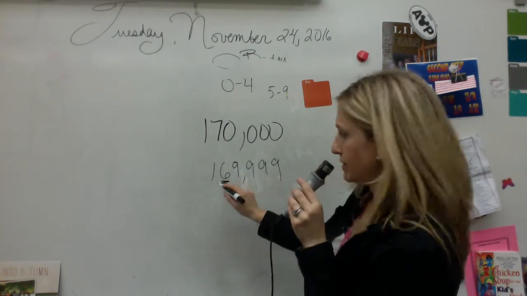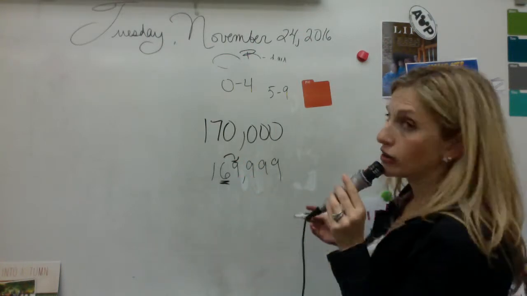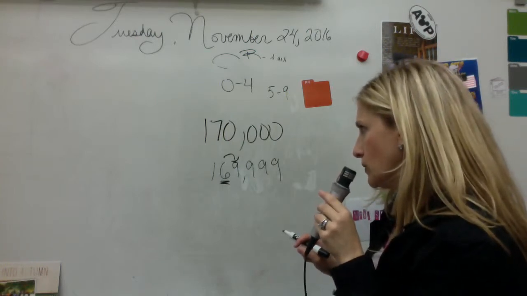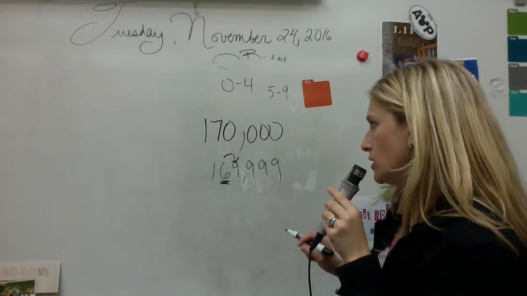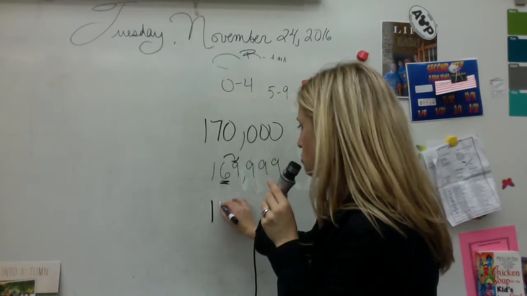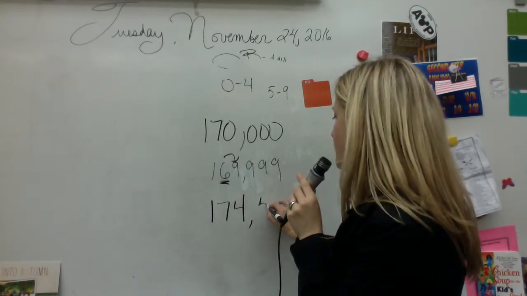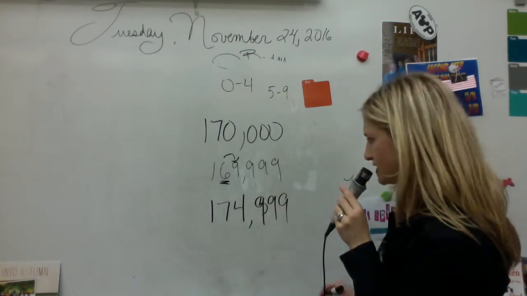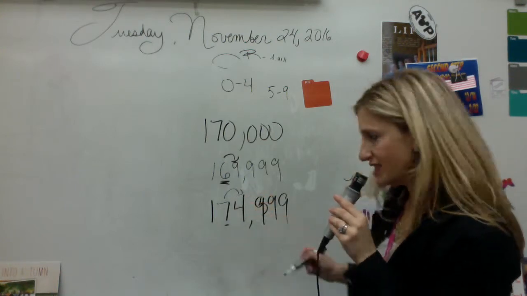Underline the digit in the 10,000. I look to the right. Yep, that 9 would make the 7 become a 0. Could be that. It also could be, if we go even higher, 174,999. And if I had to round to the 10,000, that 4 would keep the 7 the same.